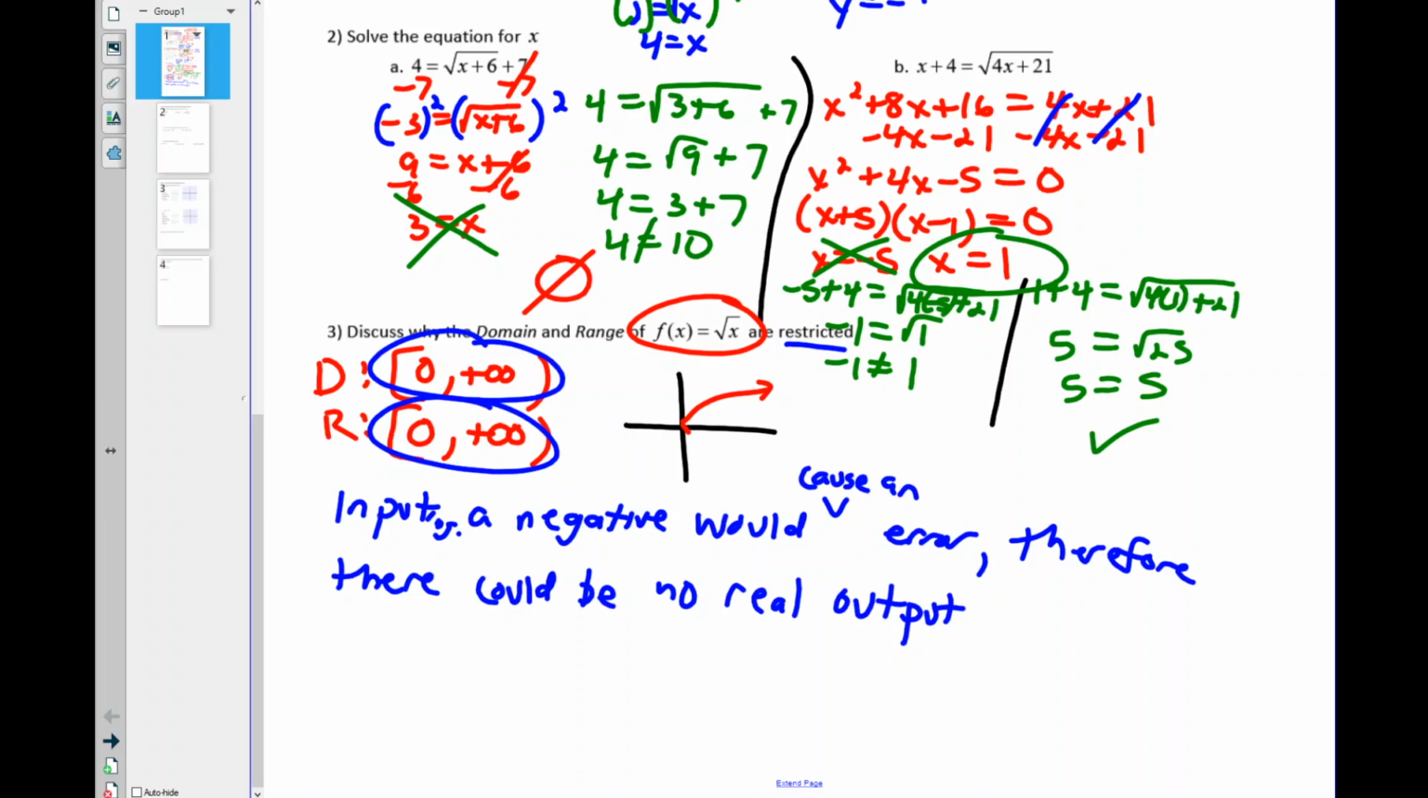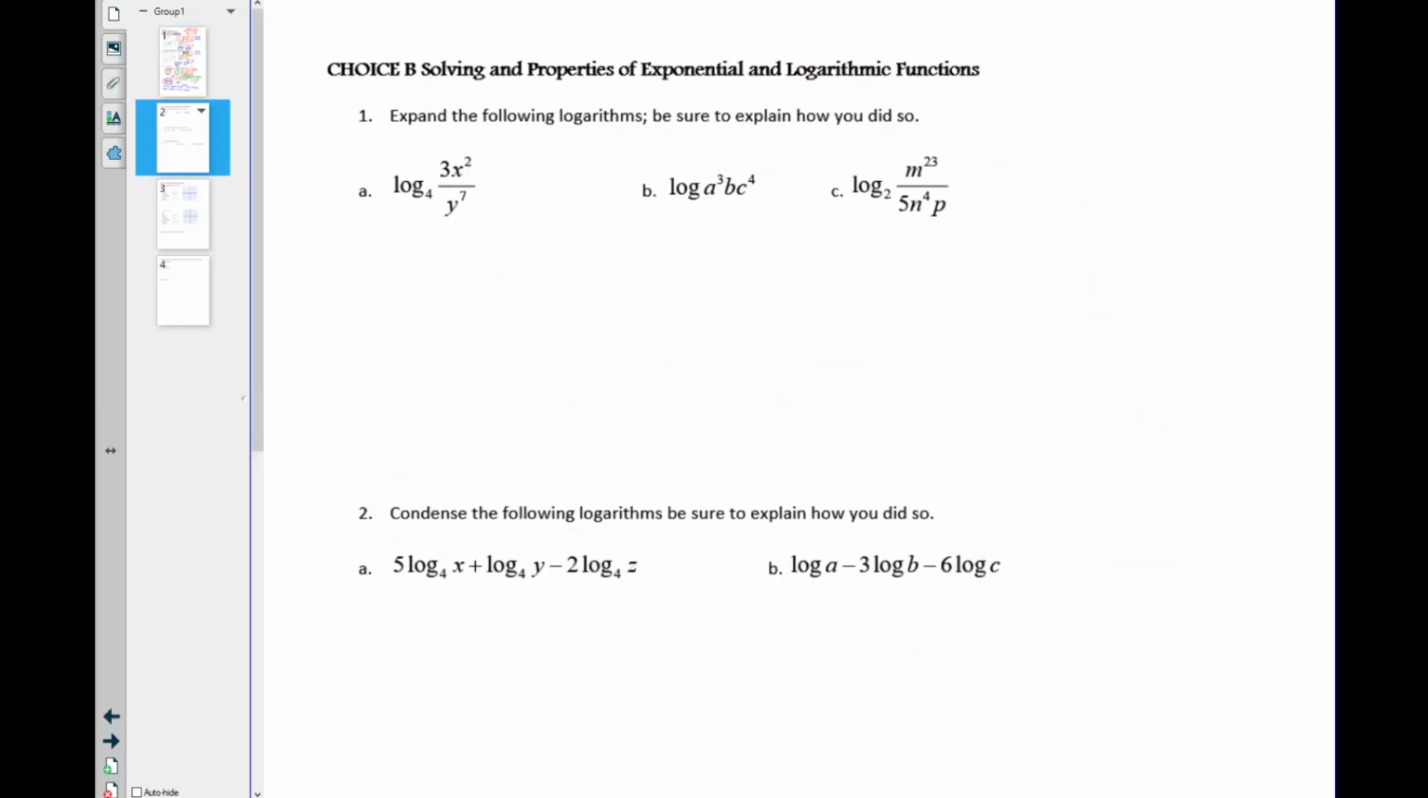Any questions there? All right, let's go here. Expand the following logs. Be sure to explain how you did so. For the explanations, you don't necessarily need to give me a narrative here. Just tell me what properties you used. Because we talked about for expanding and condensing that a lot of times it's easier to do it in one step. Even though there are multiple steps going on, if you do it in one step, that's fine. But you have to tell me what properties were used if you want full credit.